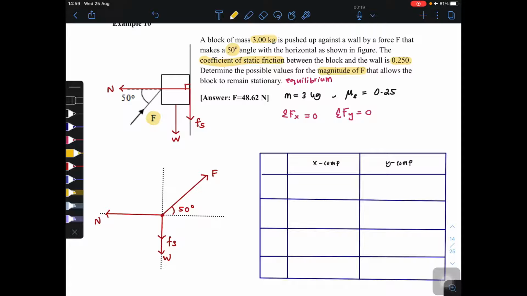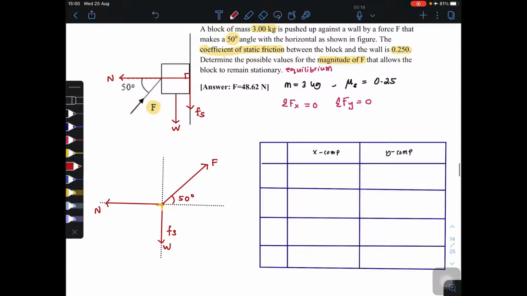So basically initially dia macam ni kan. Okay, this is the F and this is the angle 50 degree. So kalau kita sudah pindah ke bahagian ni, so the angle here is equal to the angle here. That's why I put the 50 degree here. Okay, so one more thing, you need to put the arrow for Fs as well.